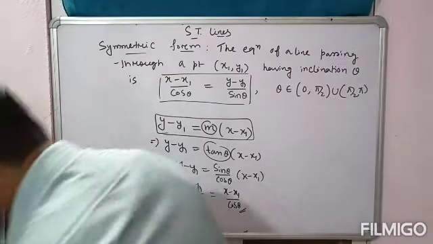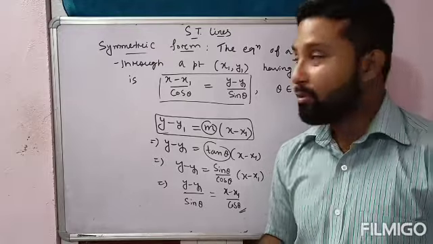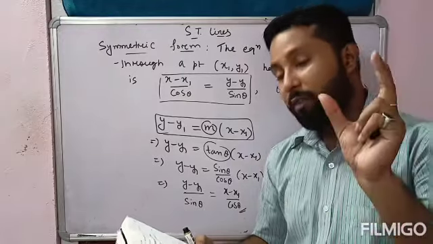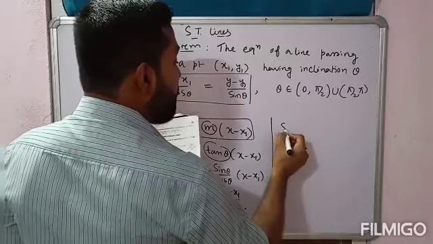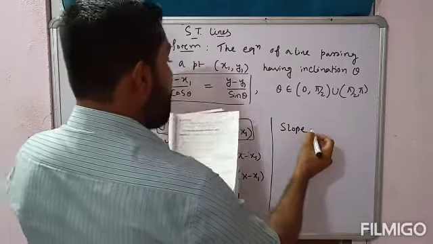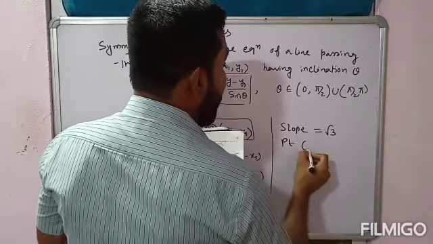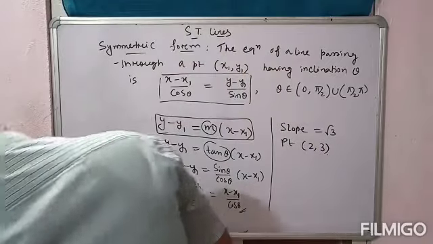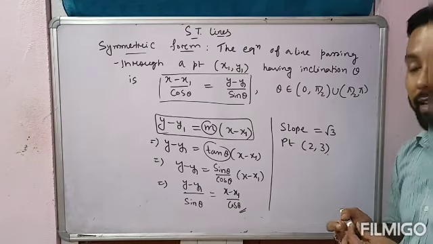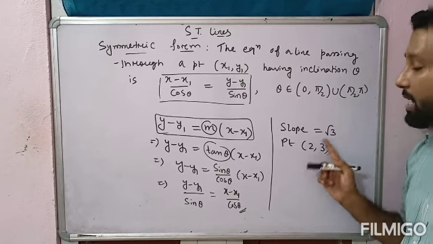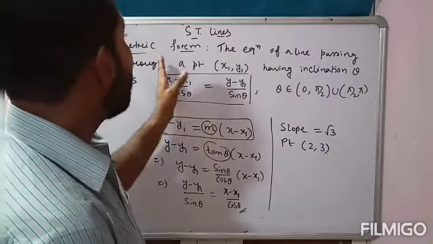Let us take one example. Find the equation of a straight line. I am not writing the question completely. Find the equation of a straight line in symmetric form having slope root 3 and point 2 comma 3. So these two conditions are given. As per the question, only these two conditions are given: slope root 3 and point 2 comma 3. You are asked to find the equation of a line in symmetric form.